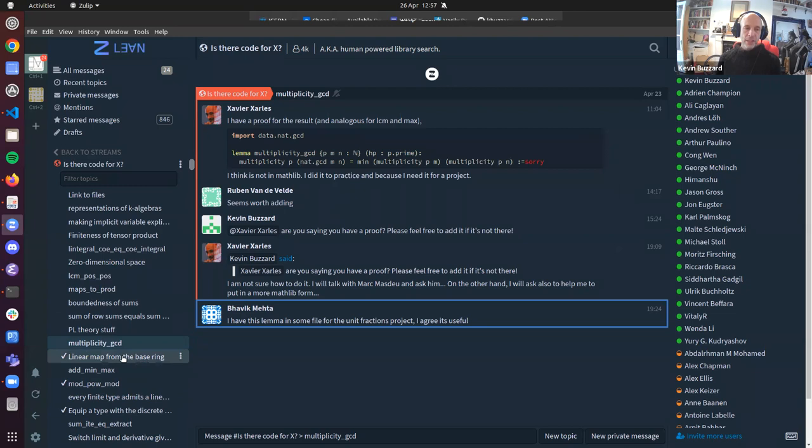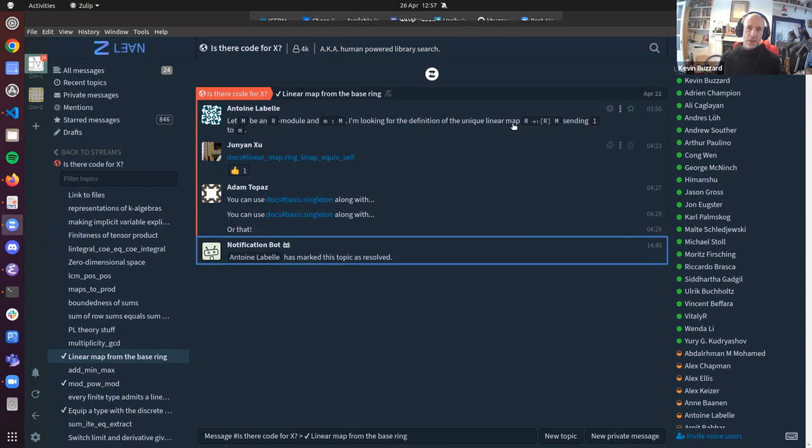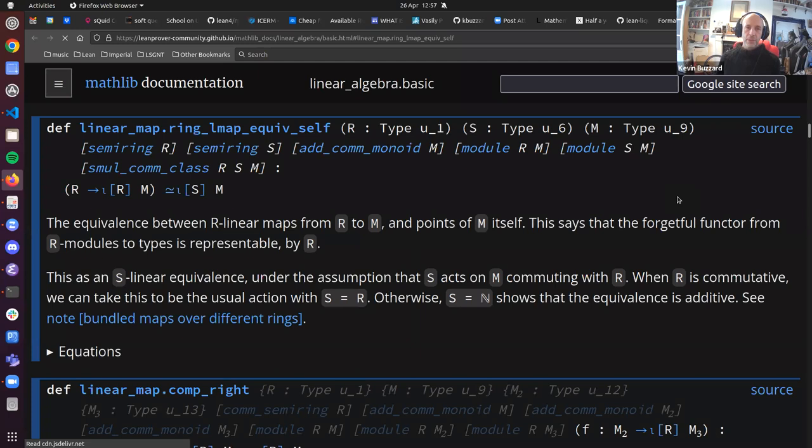But sometimes people ask questions, and there you see that. Here's somebody who says, I want the unique linear map from R to M. R is a ring, M is an R-module. Given an element of the module, I want the unique linear map from the ring to the module sending one to that element. I can't find it. And then somebody else instantly says, it's just here. It's there already. So humans can answer these questions for you if you can't get the computer to answer it. So yeah, ask. It's very much a people-driven thing. It's a huge community project. And people are very, very happy to help. All right, thank you.